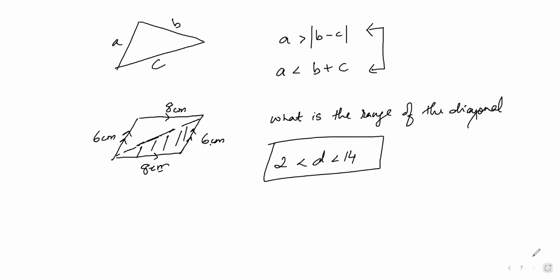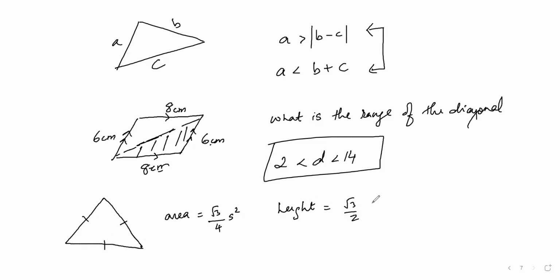For example, the equilateral triangle. So if you are given an equilateral triangle, the important formula out here is that the area is root 3 by 4 times side square, and the height, or it's also called the altitude, is root 3 by 2 times the side. Okay, remember that.